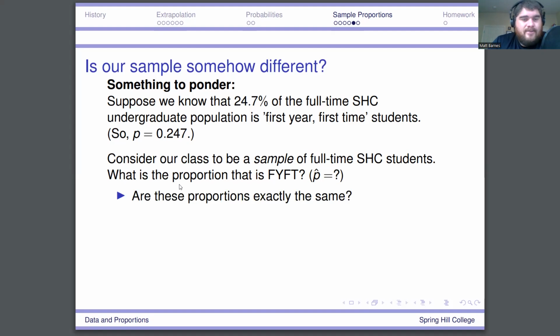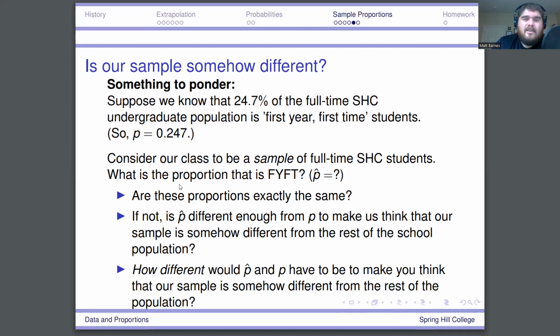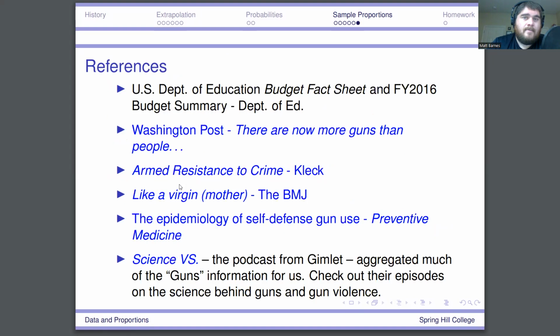What we're going to find is that if you do that, those proportions are probably not the same. And then the big question is, if they're not the same, that's expected, but if they're really far off, would we maybe think something's wrong with that proportion we're being told, this 24.7? So how different would P hat and P have to be for you to think something's going on, that maybe the information we're being provided is not correct? So that leads us into our next lesson. I'll let you ponder that for a little bit.